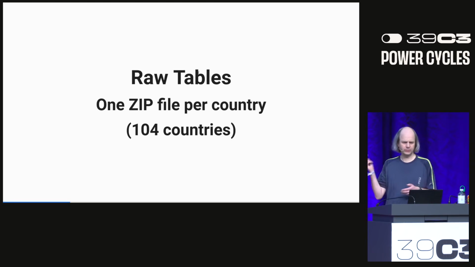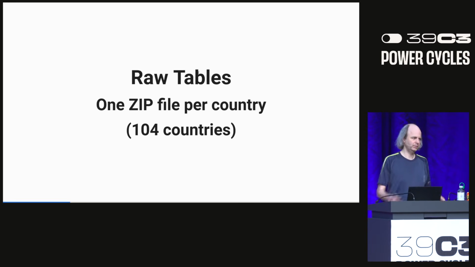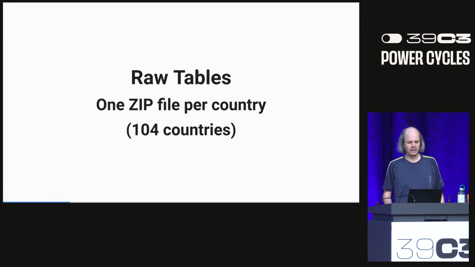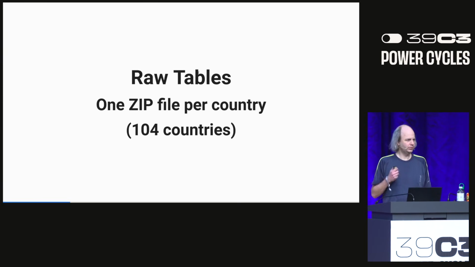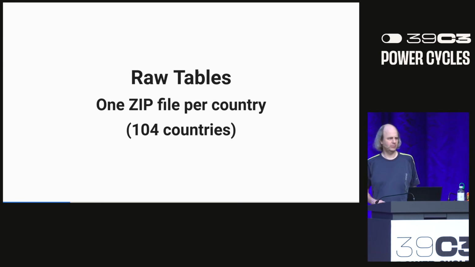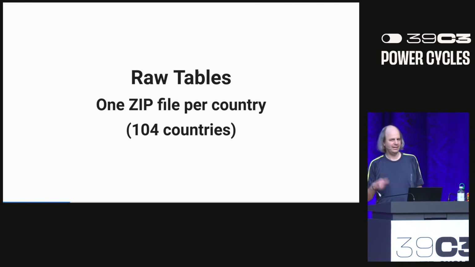There are 104 countries that currently have provided this data. It's one zip file per country. Within that zip file, there's one Excel file for each year where this data is available. And I don't know about you, I am not motivated to click on 104 download links, then go to another page, and then select the right file. That's no fun, right?